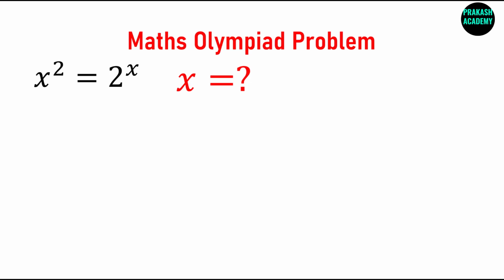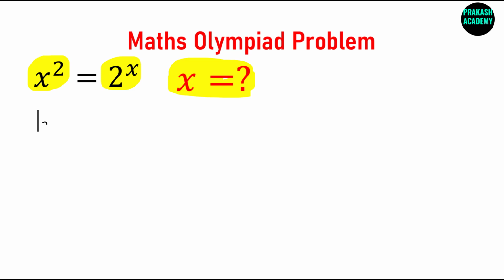So in this problem we have been given that x square is equal to 2 raised to the power x, and then we have to find the value of x. So how will you solve this problem? Generally this kind of problem we can solve by taking log. So let us take log on both sides of this expression.